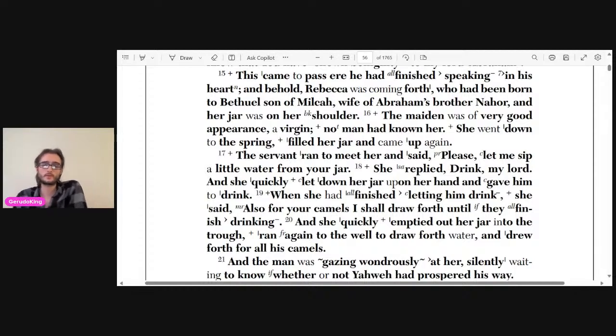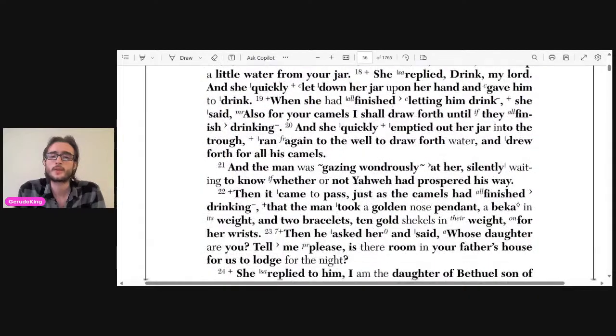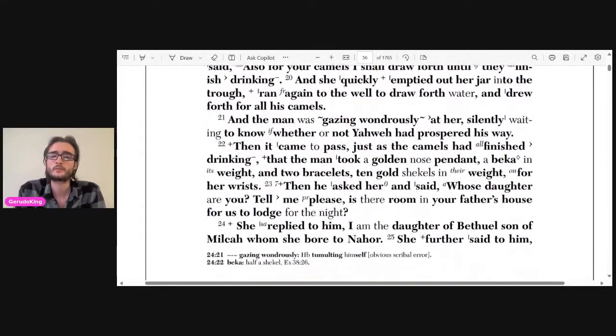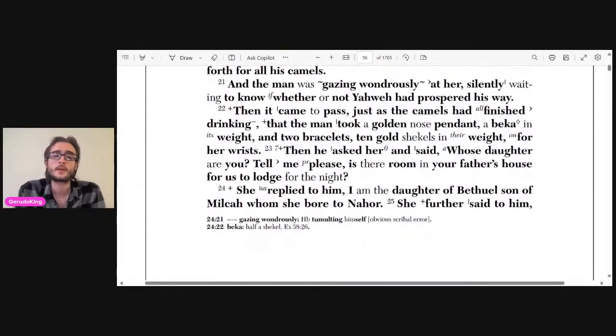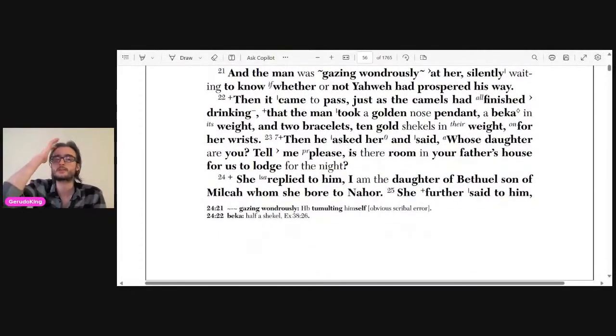The servant ran to meet her and said, "Please let me sip a little water from your jar." She replied, "Drink, my lord." And she quickly let down her jar upon her hand and gave him to drink. When she had finished letting him drink, she said, "Also for your camels I shall draw forth until they finish drinking." And she quickly emptied out her jar into the trough, ran again to the well to draw forth water, and drew forth for all his camels. And the man was gazing wondrously at her, silently wanting to know whether or not Yahweh had prospered his way.